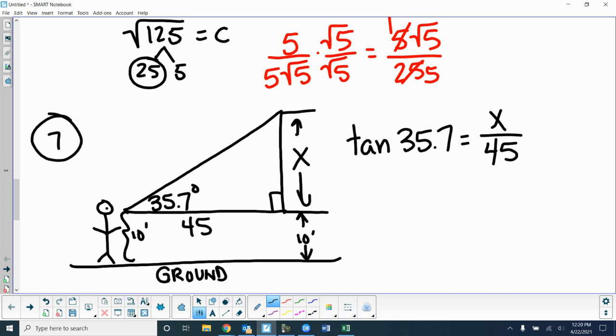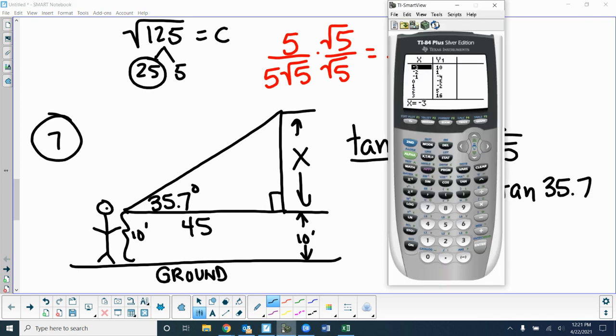I've been telling you to make it a proportion. How do you make it a proportion? Put it over 1. And then how do you solve proportions? Cross multiply, right? 1 times X, and then 45 times tangent of 35.7. Make sure you're in what mode?